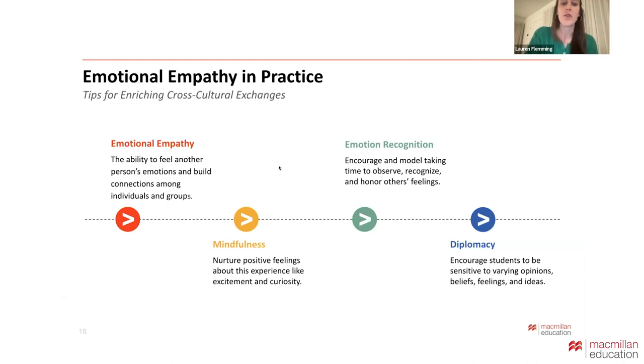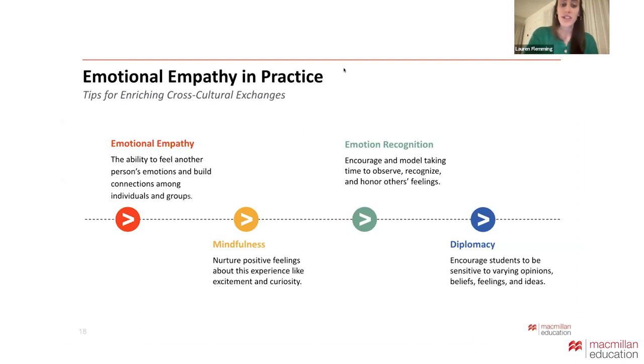Next, to build emotion recognition, encouraging students to take time to observe, recognize, and honor the mood, feelings, or emotions of their peers during a cross-cultural exchange will really help to build that emotion recognition. As educators, you can also model this skill in your own classroom by recognizing, naming, and acknowledging students' emotions day to day. And on that note, research shows that adults like educators play a primary role in helping students develop empathy by serving as empathy role models for all of these nine skills that we're discussing today.